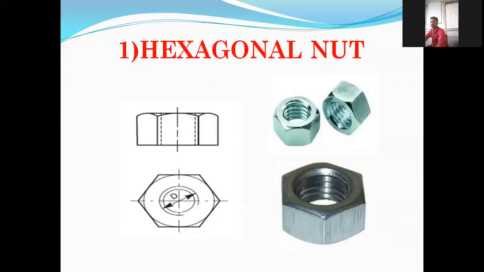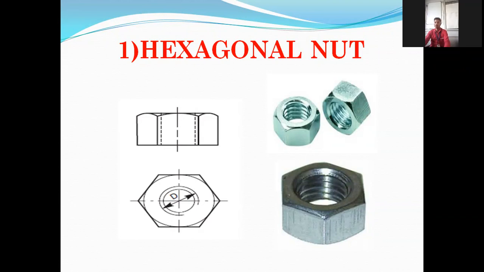Hexagonal nut. Why are we calling it a hexagonal nut? The answer should come immediately in your mind. Because the periphery is bounded by hexagon. Very good. Periphery is bounded by hexagon. That's why it is called hexagonal.